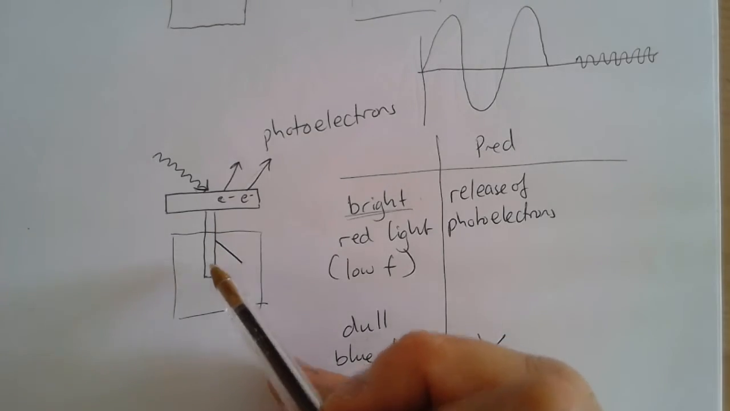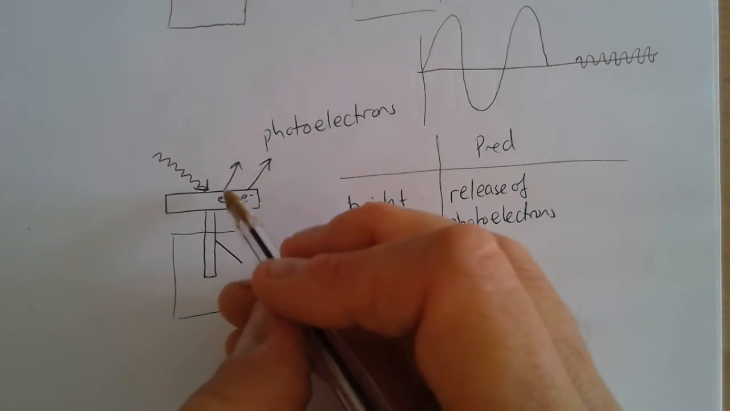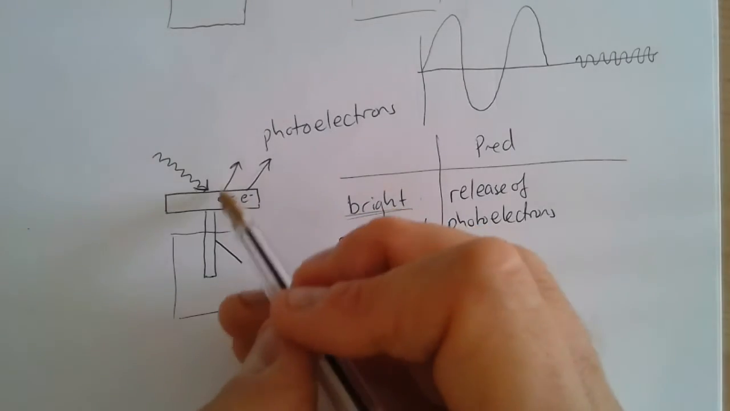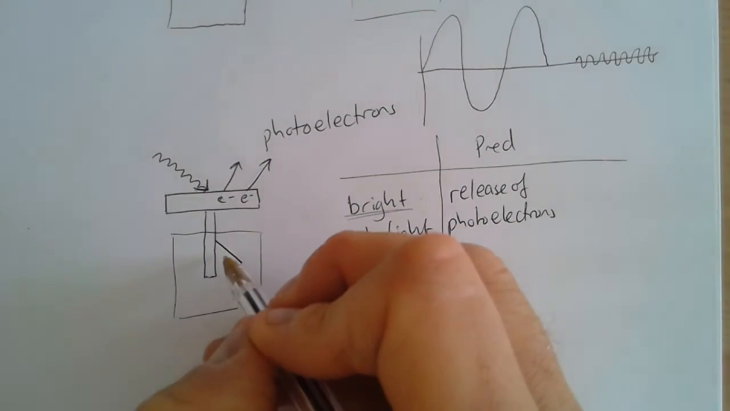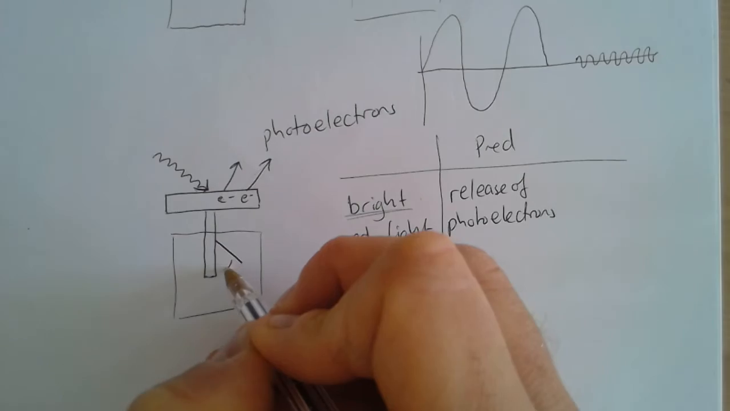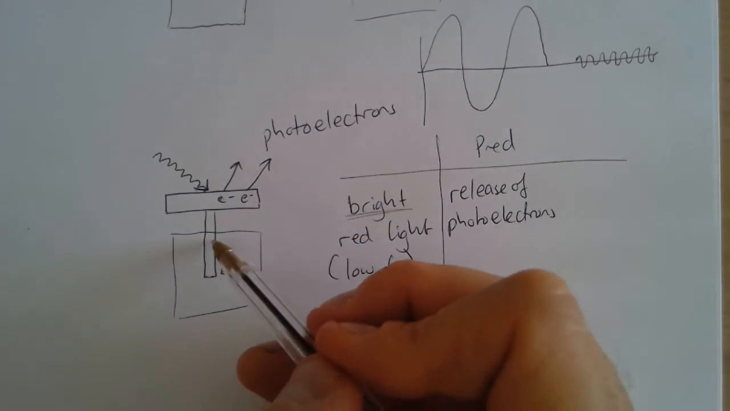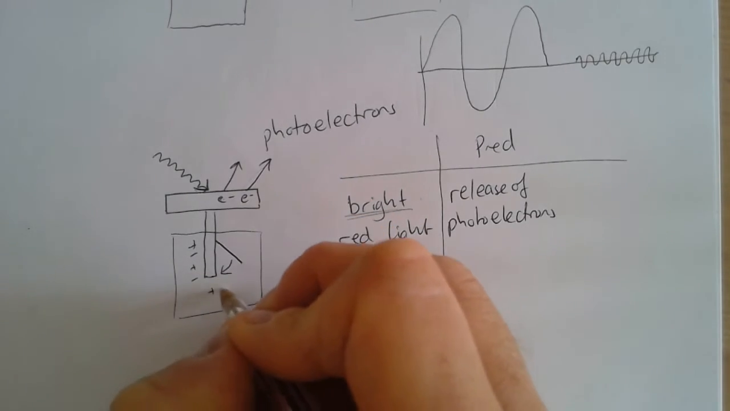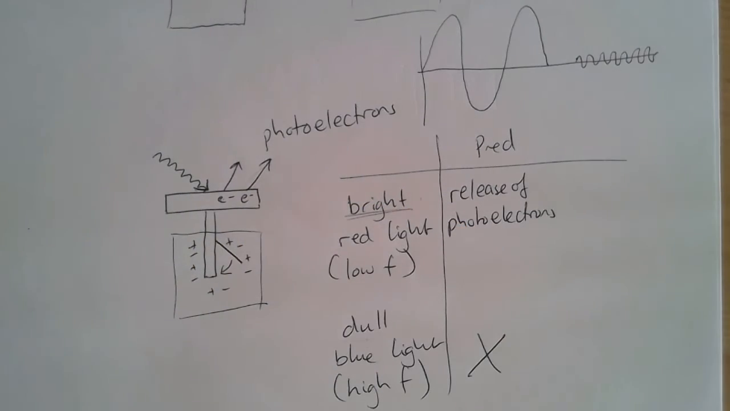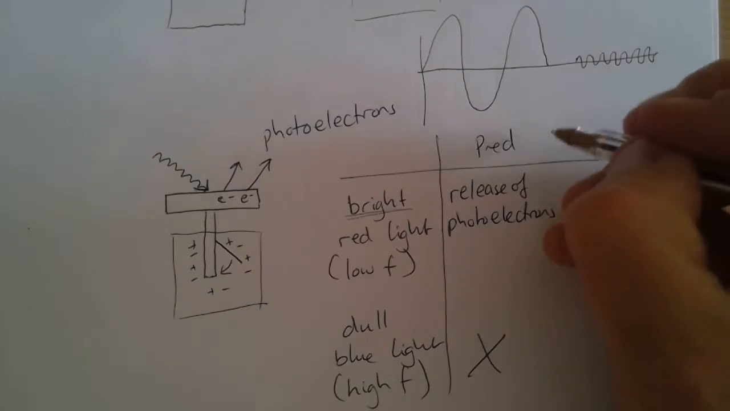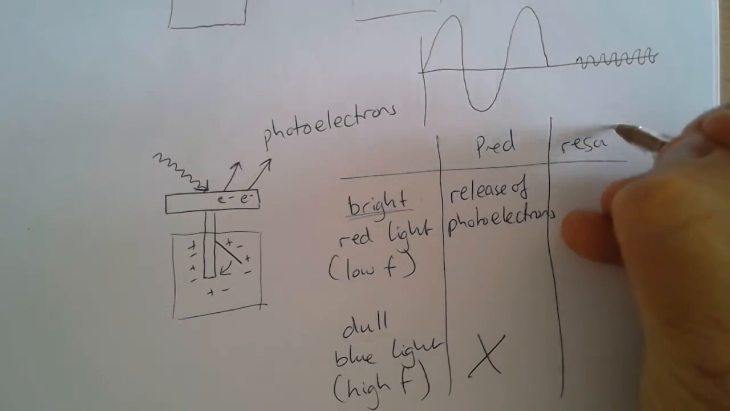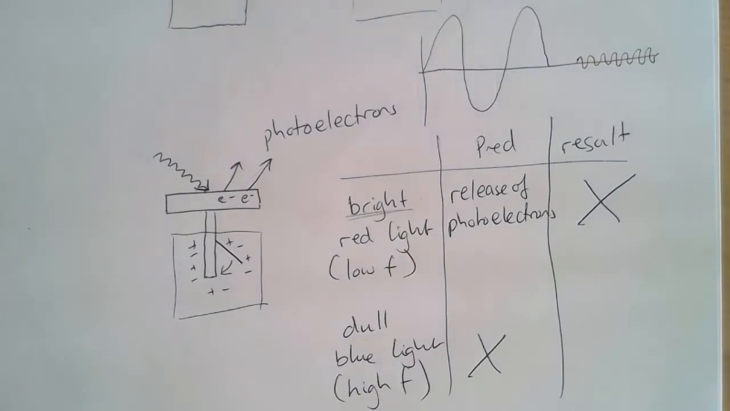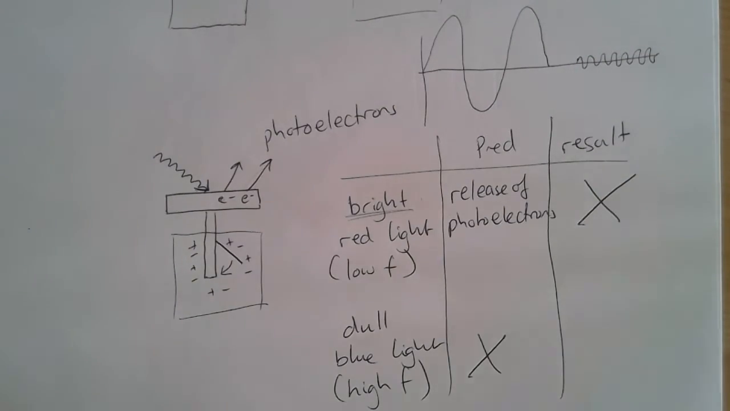What we would expect to see in the gold leaf electroscope is that once these electrons had been boiled off, so once these electrons had been removed, the gold leaf should have gone back to its resting position, because we removed some of the negative charges, so we were back to an equal number of positive and negative charges on here. However, that was not what happened. The bright red light did not cause the release of photoelectrons, but the dull blue light did cause the release of photoelectrons, and therefore the gold leaf went down.